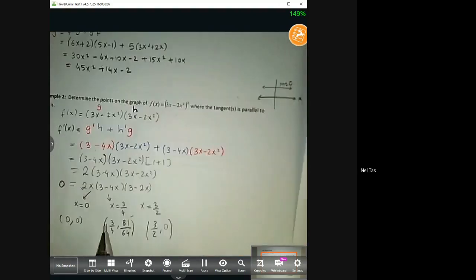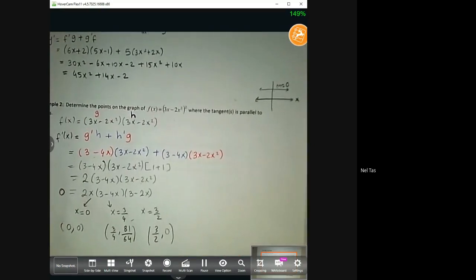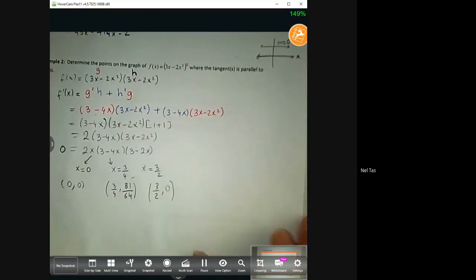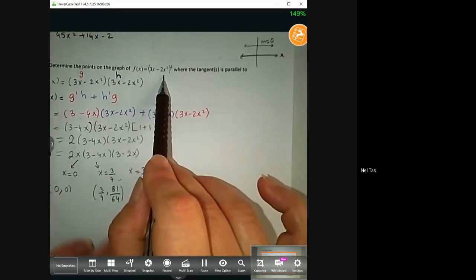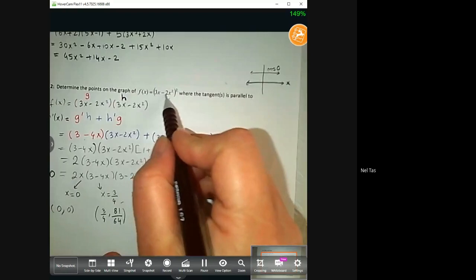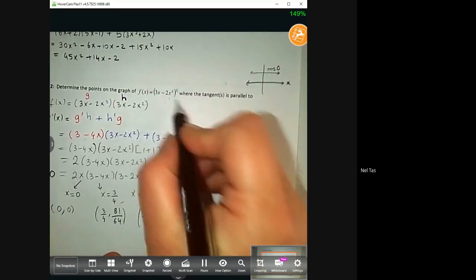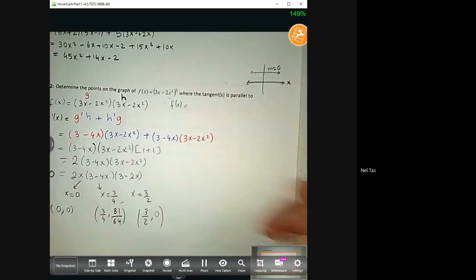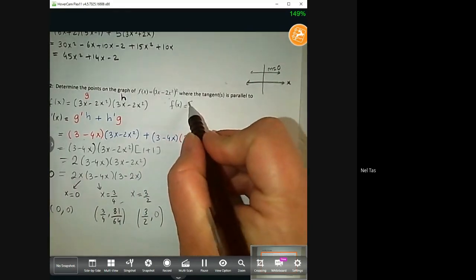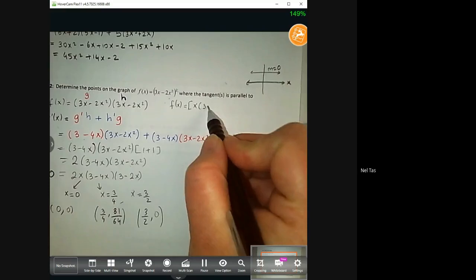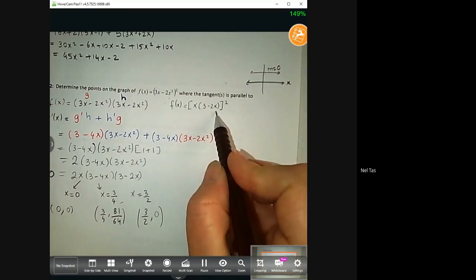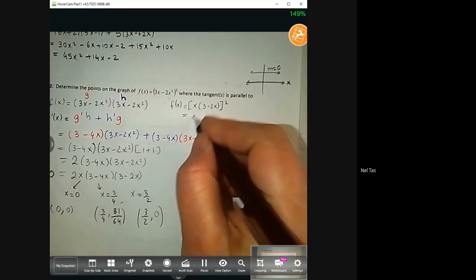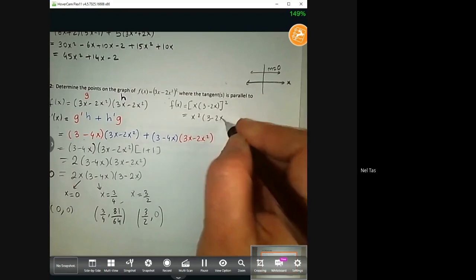We got all the points where the tangents are parallel to the x-axis. So I'm just going to demonstrate it on a graph. So we have this function f of x. If you factor x from here, you have x times 3 minus 2x squared. If you distribute that exponent, you get x squared times 3 minus 2x squared.